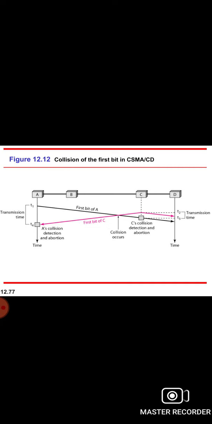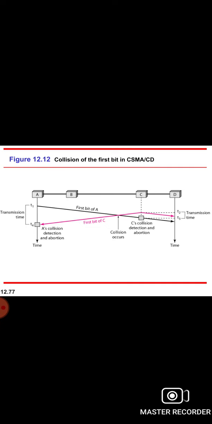So station C immediately aborts transmission. That is after a short time, but we assume immediately, right? Then station A detects the collision at time T4 when it receives the first bit of C's frame. It also immediately aborts transmission. So looking at this figure, we see that A transmits for the duration T4 minus T1 and C transmits for the duration T3 minus T2.